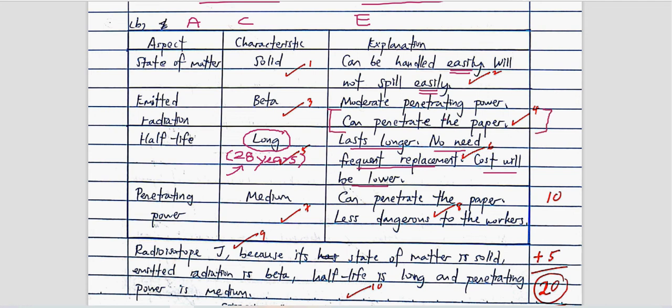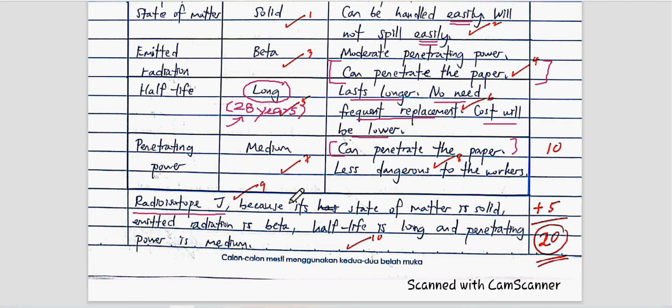Okay, no harm to write this. Tulis semula. Then you can also write about the danger. So misalnya less dangerous to the worker. Then after you write your table like that, then you choose which one is your choice. So you write lah, my choice is radioisotope J. Reason? So the reason here, just look at radioisotope J and just follow what is in the table.